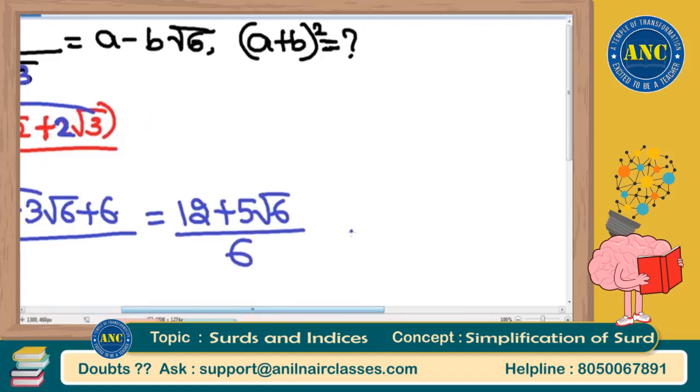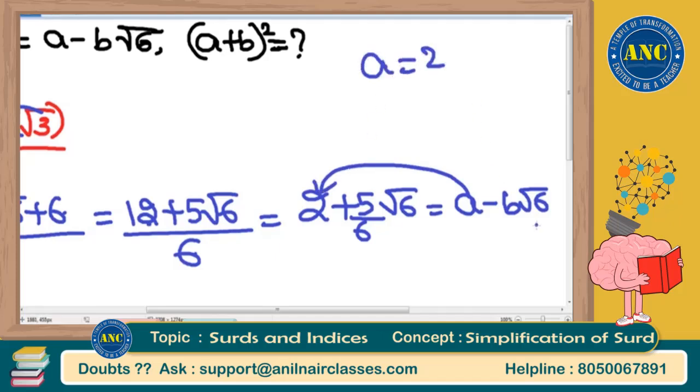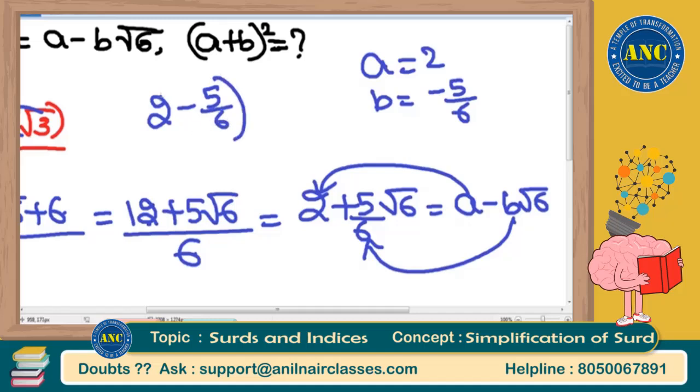Further simplified, 12 by 6 is nothing but 2, and 5 by 6 into root 6. This is nothing but given in the question as a minus b root 6. Comparing, you will get a value as 2, b value will be minus 5 by 6. A plus b whole square is 2 minus 5 by 6 whole square, which is 7 by 6 whole square, which is 49 by 36.